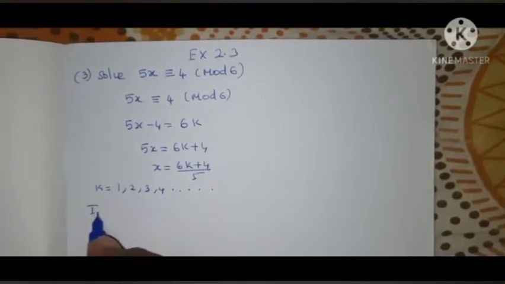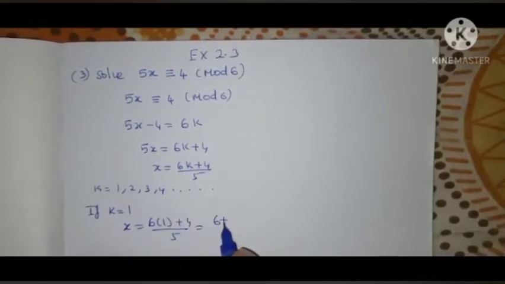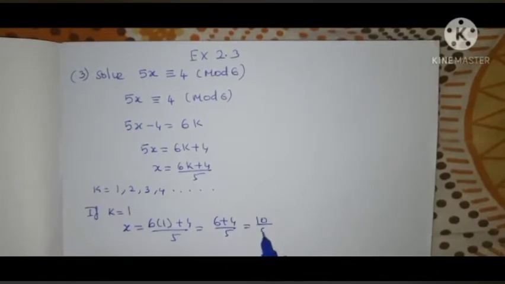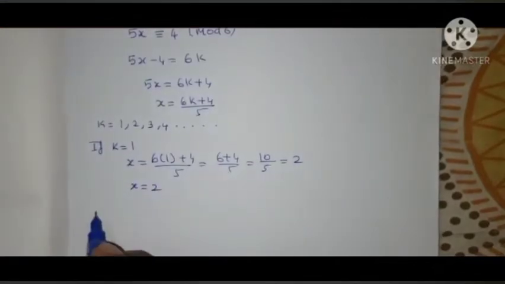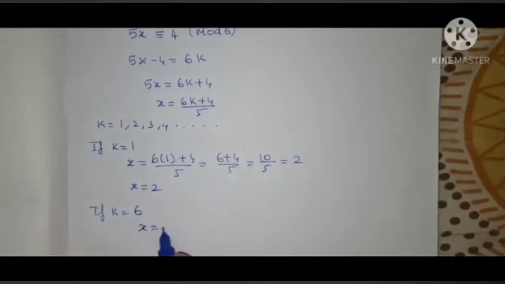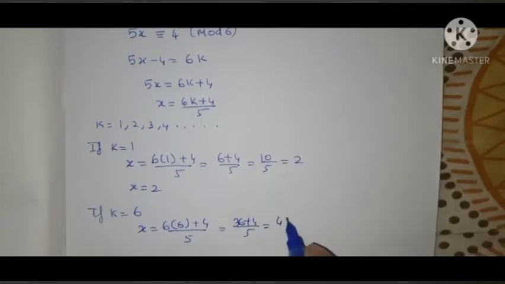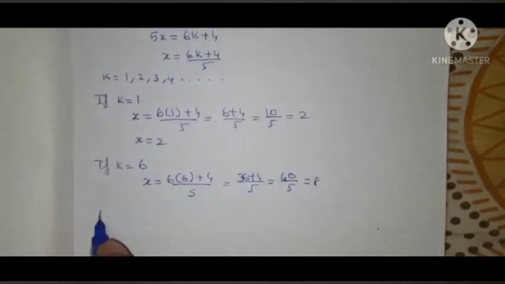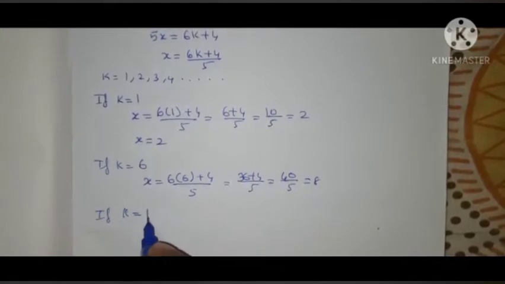If k is equal to 1, x is equal to (6 into 1 plus 4) by 5, 6 plus 4 by 5, 10 by 5, which is 2. The value of x is 2. Then k is equal to 1 plus 5, 6. x is equal to (6 into 6 plus 4) by 5, 36 plus 4 by 5, 40 by 5, 8.